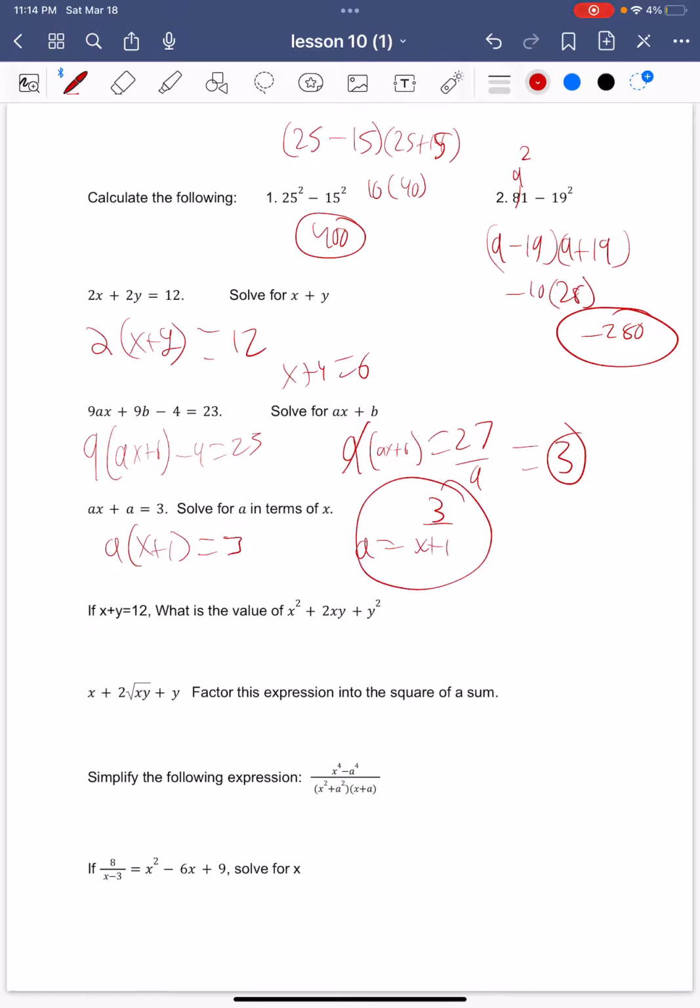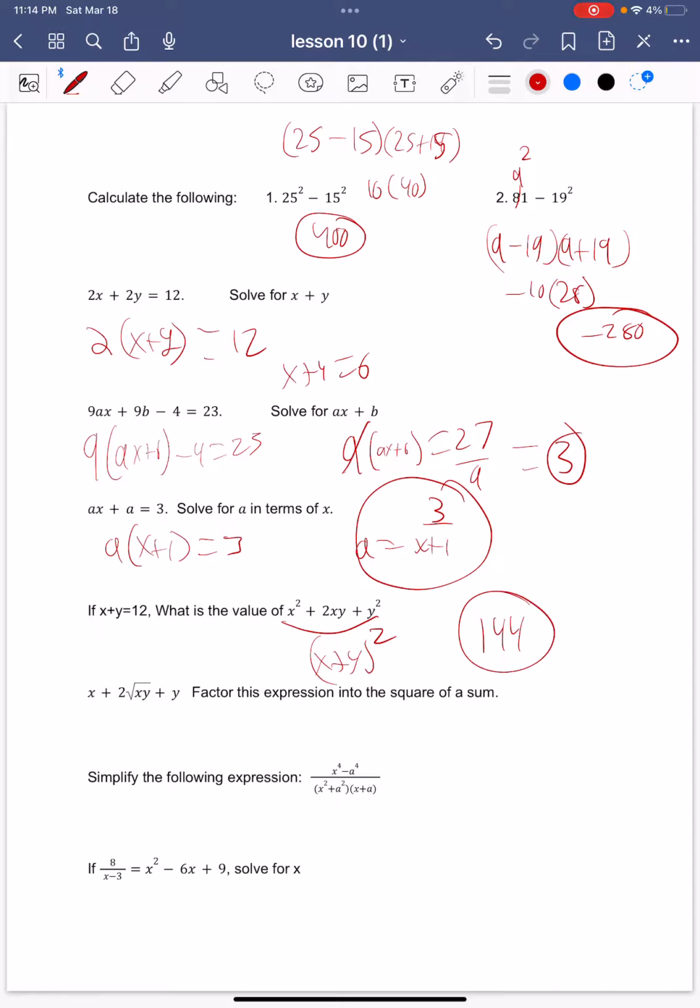If x plus y equals 12, what is the value of x squared plus 2xy plus y squared? Now, the square of a sum and a difference are not necessary, you don't need to memorize them. However, it's very good to know and be able to recognize. For instance, in this question, you could just realize this is x plus y squared, and since x plus y is 12, 12 squared is 144. So it's really good to know the formulas.